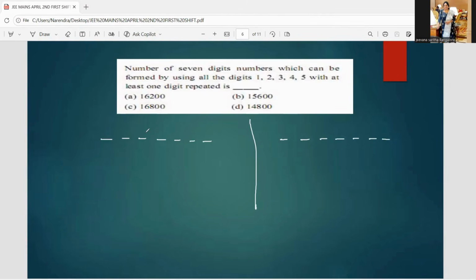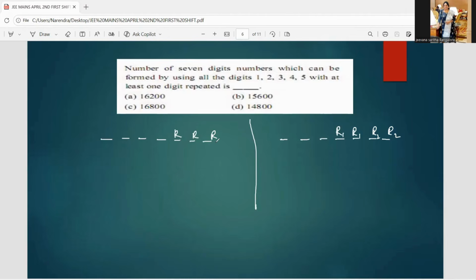So let's say we will fill out with the 5 digits. One of the digits will be repeated thrice. This is one case. And there is another case, after filling 5 digits, there will be 2 digits which are repeated twice. And apart from that, other cases are not possible because each digit should be taken at least once.